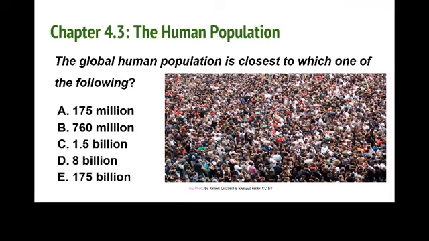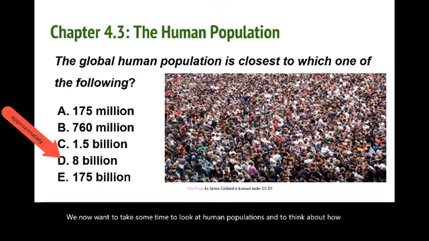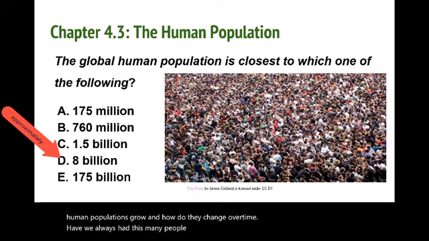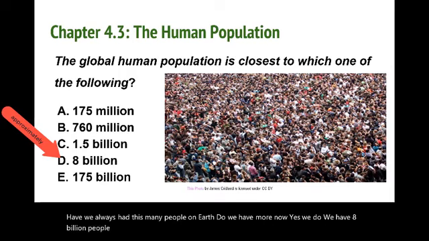So we now want to take some time to look at human populations and to think about how do human populations grow and how do they change over time. Have we always had this many people on Earth? Do we have more now? Yes, we do. We have 8 billion people, roughly, on our planet, and we want to take some time to look at how the human population has grown and how it has changed over time.